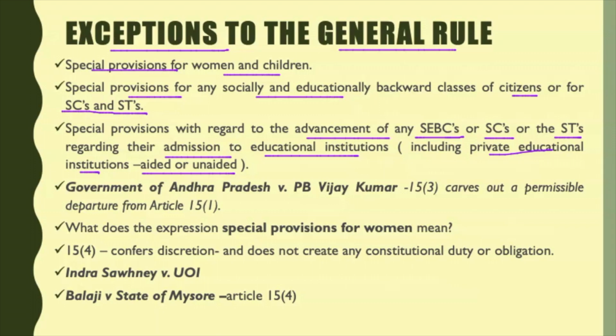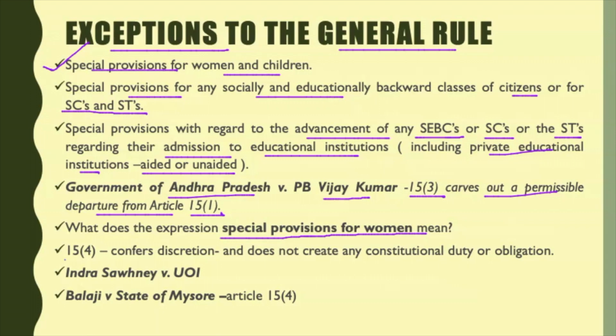So now certain judicial interpretations. In the case of Government of Andhra Pradesh versus PP Vijay Kumar, the court stated Article 15 Clause 3 carves out a permissible departure from Article 15 Clause 1. I've already explained this particular point while explaining to you the special provisions for women and children. So, if we ask the question what does the expression special provision for women mean? It means or it may include all those activities which state may undertake to improve women's participation in various activities.